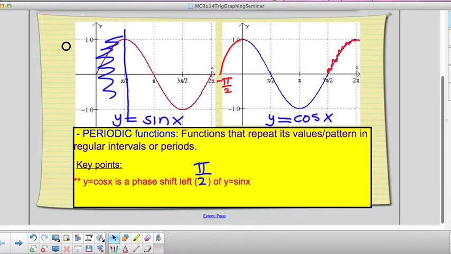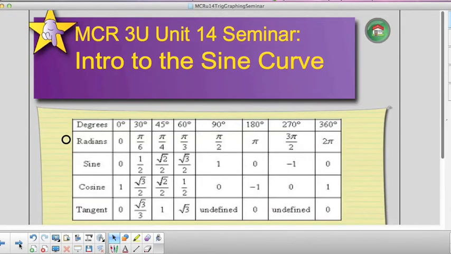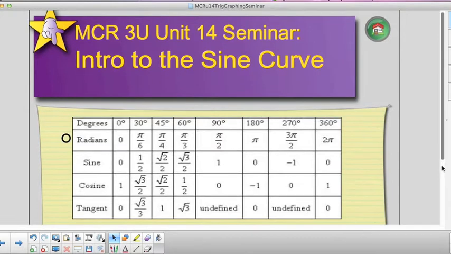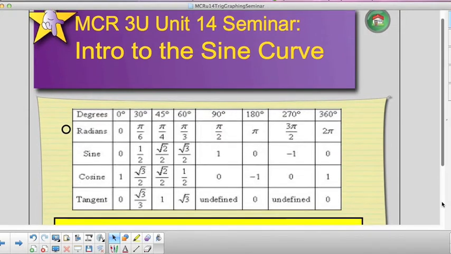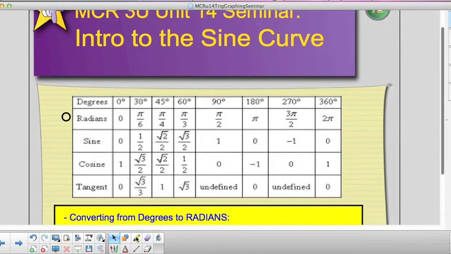Now, I'm giving you a table of values for basically the key points in terms of radians. So you'll notice that.